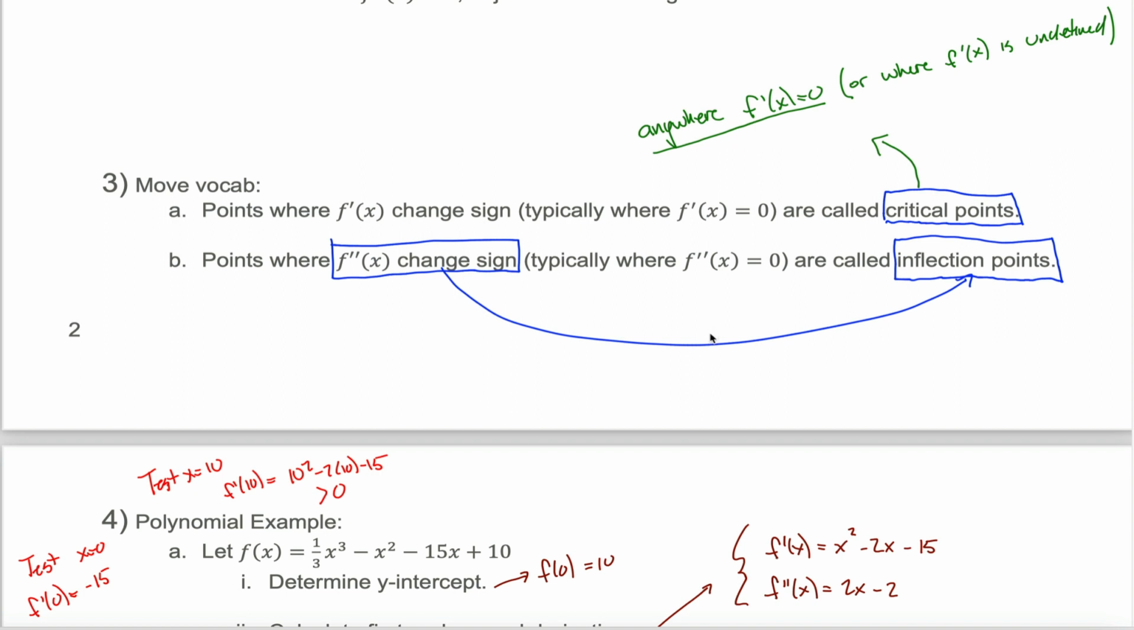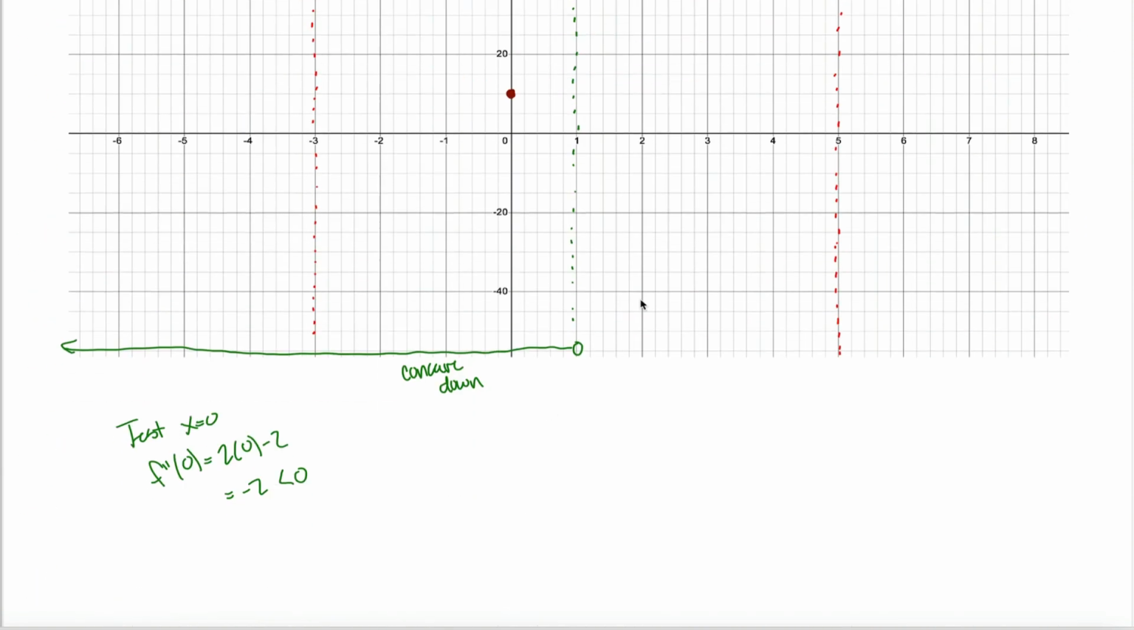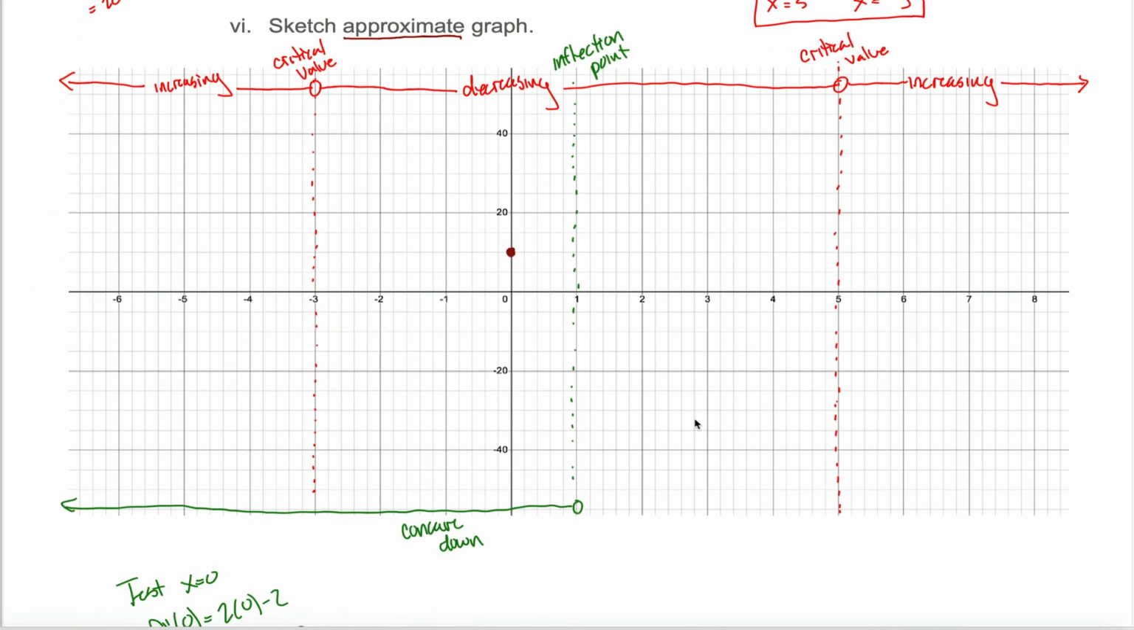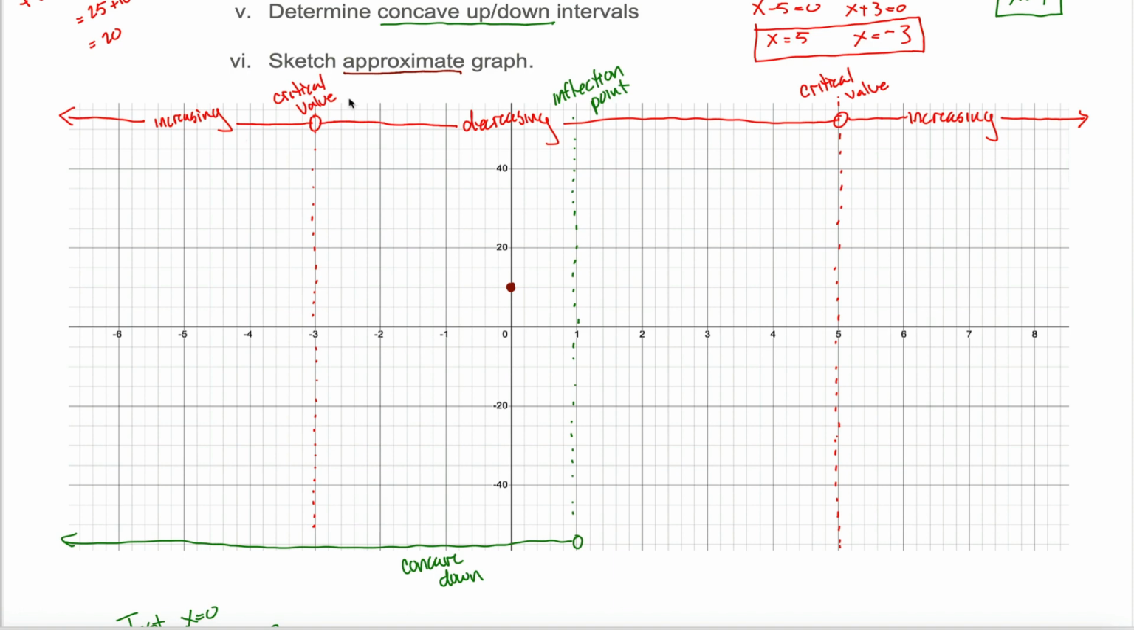But for our purposes, if you want to think about critical points as when the first derivative equals 0 and inflection points when the second derivative equals 0, that's just fine. This idea of changing sign is a little bit subtle and a little bit more technical and kind of beyond what we need to do for our class. Anyways, that makes this picture work out a little bit better. My first derivative equals 0 right here. I don't necessarily know that it's changing sign at this point. I test the left, I test the right. Sure enough, it did change sign, which means it went from increasing to decreasing.